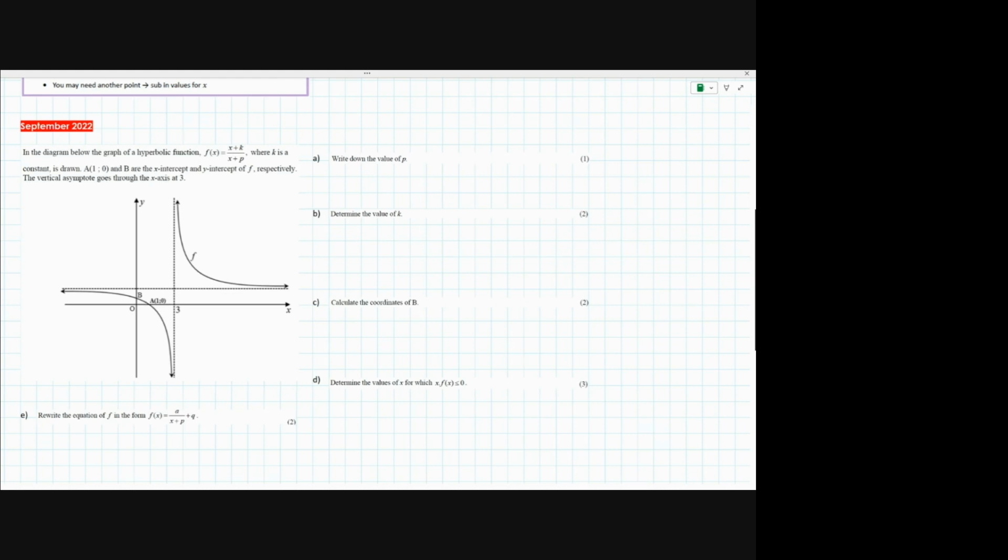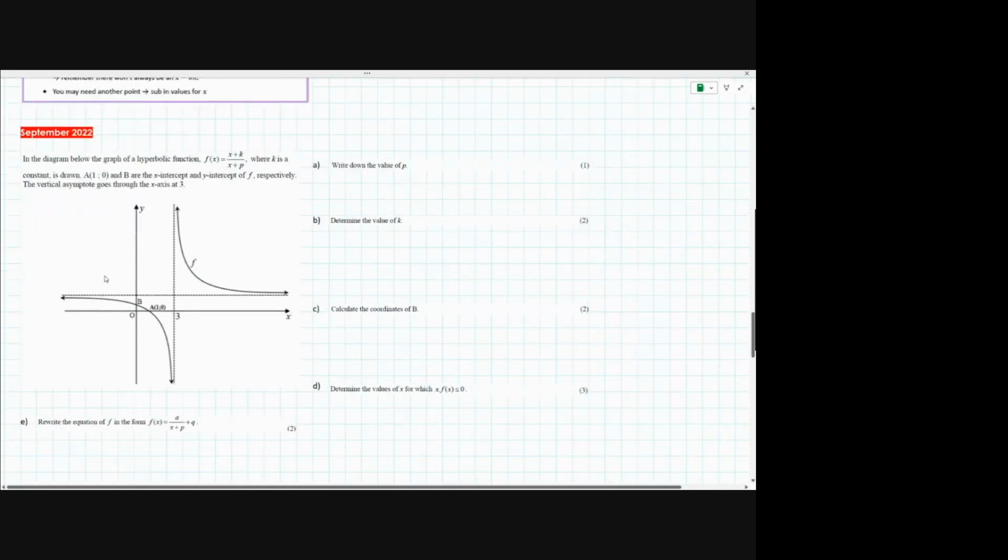All right, so let's read what we have. Remember, always read the information in your question. It often gives you a whole bunch of stuff that you didn't realize you needed. Right, so in the diagram below, the graph of the hyperbolic function f of x is equal to x plus k divided by x plus p, where k is a constant, is drawn. So the first thing, and this is why I'm saying this was a slightly trickier one, is that the format of your hyperbola's function equation is not what we're used to. This is a slightly different format. There's a very easy way to deal with that, and we'll get to that in question E.